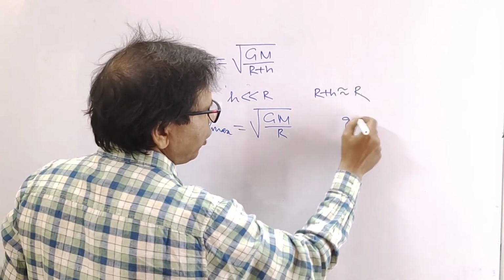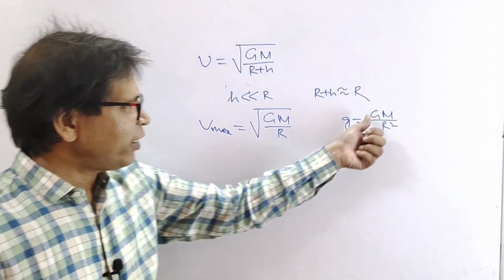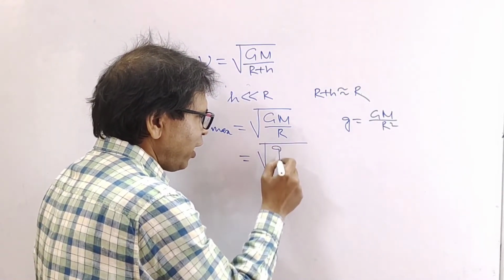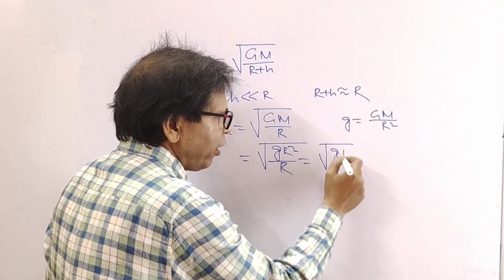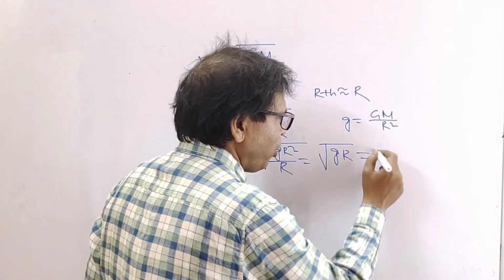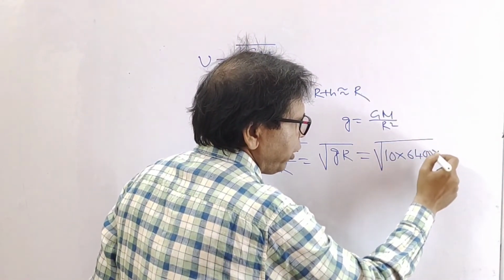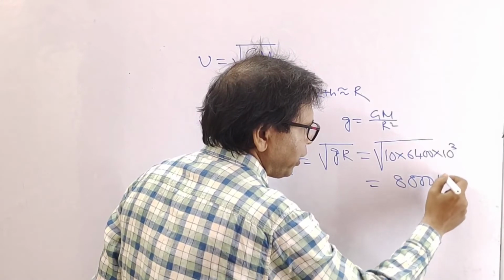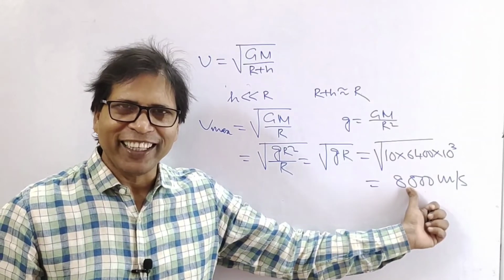Now we know g = GM/R², so GM = gR². From here you can write √(gR²/R), so √(gR) is the maximum velocity of the satellite. If we put the value here, g is 10 and R is 6400 kilometer, which should be converted into meter, so 8000 meter per second is the maximum orbital velocity of the satellite.